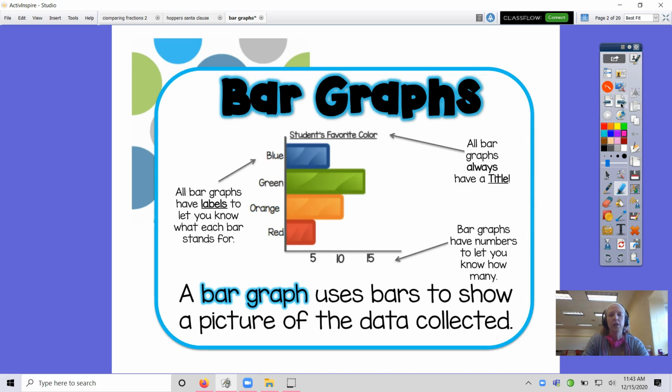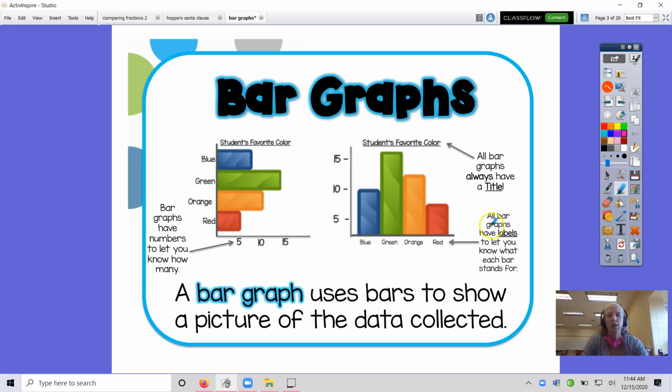Here's another example of a bar graph. Notice the labels are going up and down. We still have blue, green, orange, red. We still have our numbers of 5, 10, 15, and we still have our title of students' favorite colors. Both of these have a title, both of these have a label, and both of these have a number.